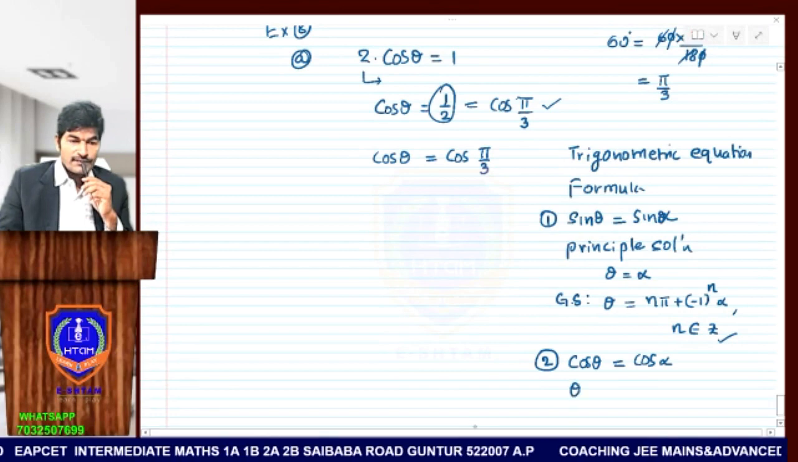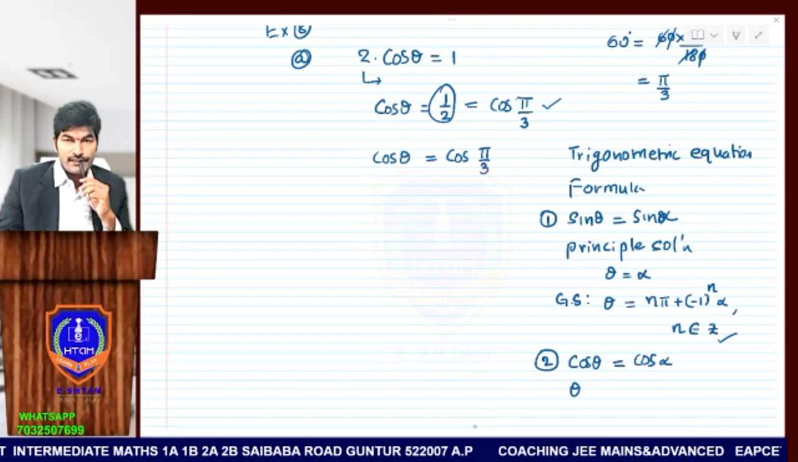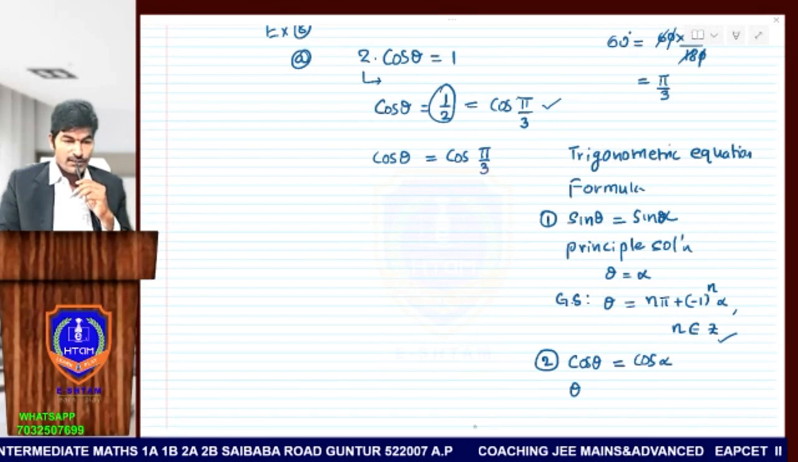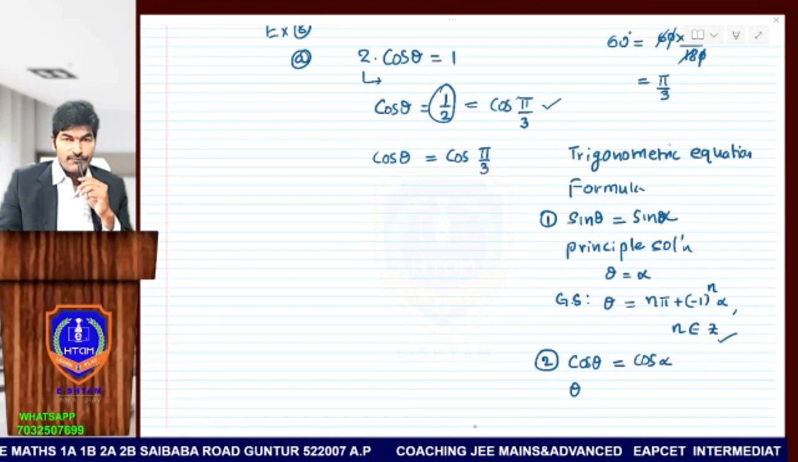In this case, the principal value is the same, theta equal to alpha, because on both sides you can cancel the cos terms and you can equate the angular values directly. That is what is called the principal value. I already told you in the previous case. That will be the same for any trigonometric function. Principal value is the same.